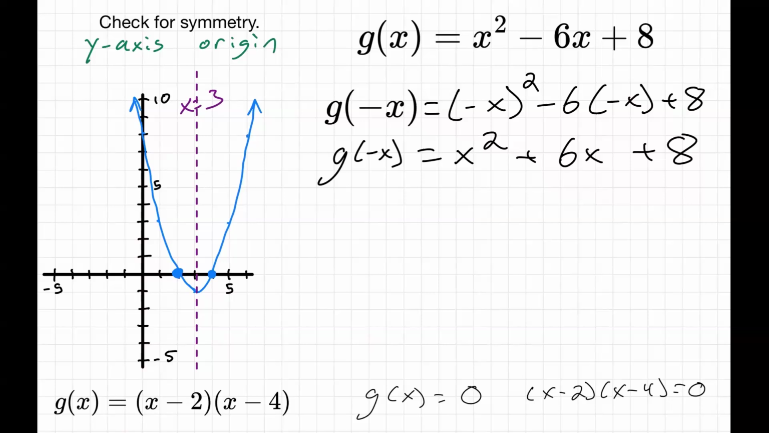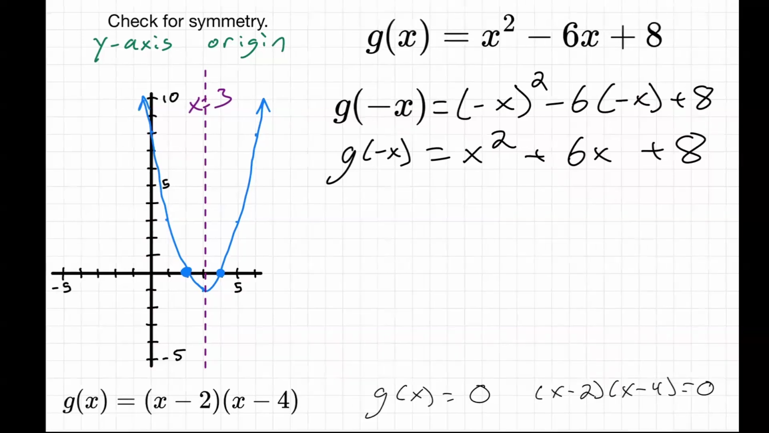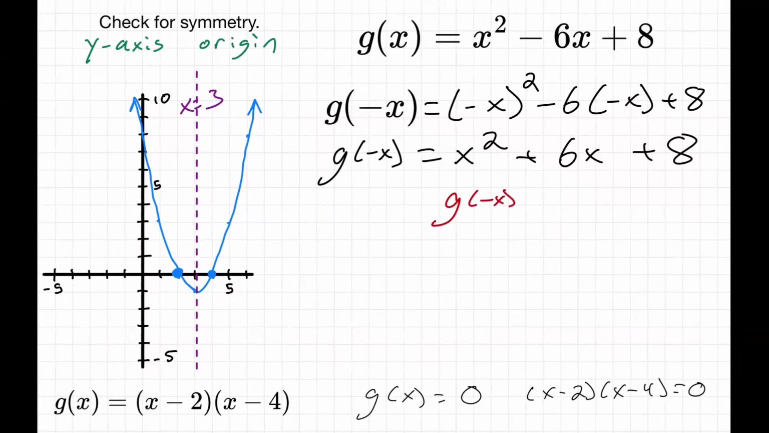No. No, because it went from negative 6x to positive 6x. So we would say here that, hey, g of negative x does not equal g of x. So the next thing to try is let's factor out a negative off of everything to see if it helps. Okay, so we're going to rewrite this statement with a -1 times, and go through and change all three signs.